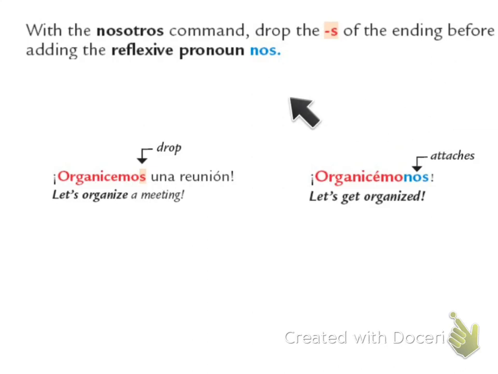Here's organicemos, and that's just let's organize a meeting. Well, if we want to actually organize ourselves and make it reflexive, notice the S went away. We attached nos, but then once we attached nos on, we had to look at our original command in red. It ends in a vowel. The second to last syllable is se. So nosotros commands drop the S for the reflexive pronoun.